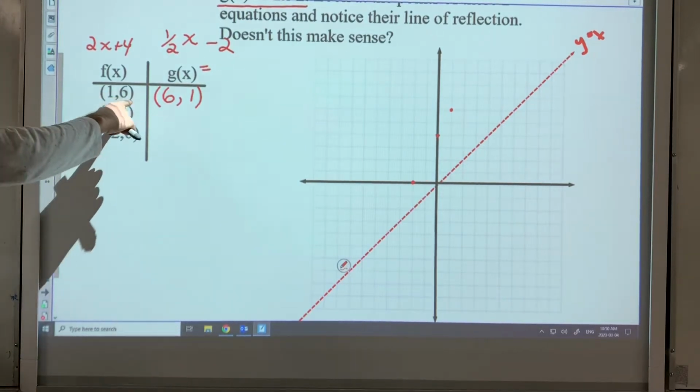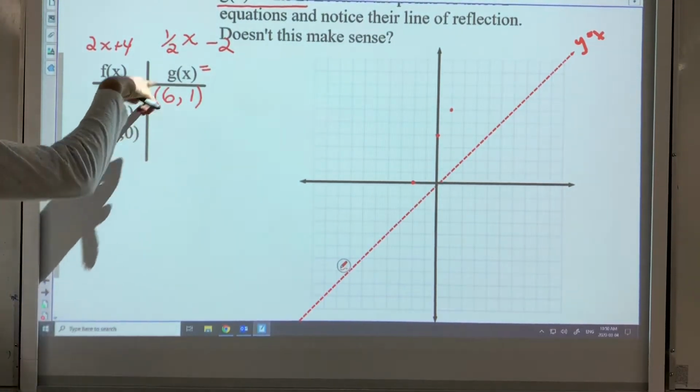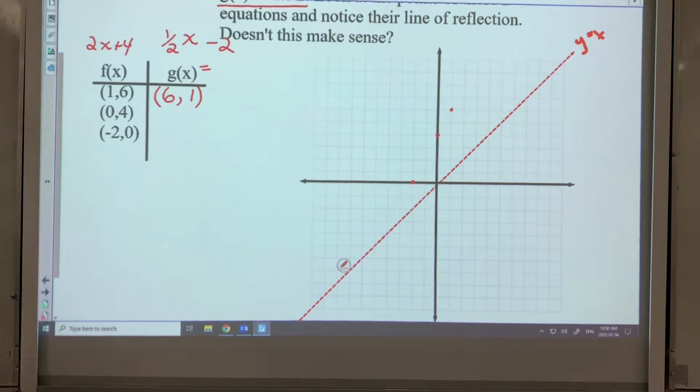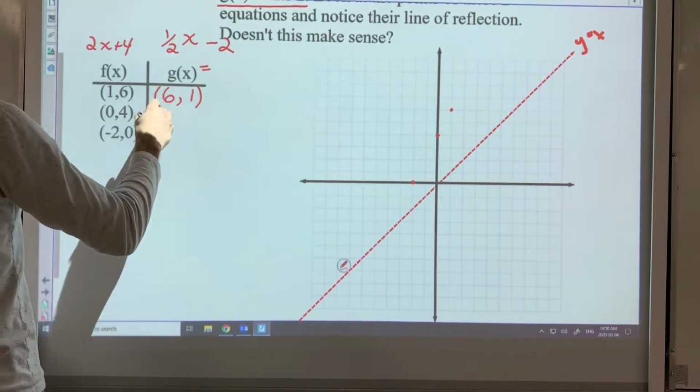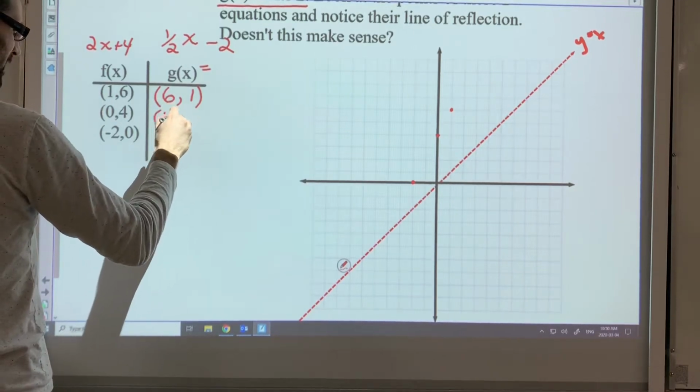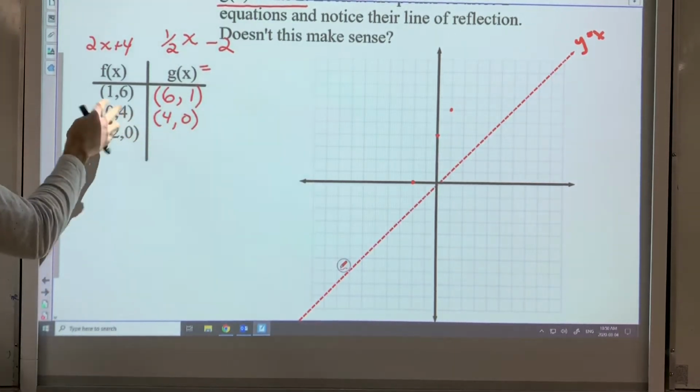Right, maybe you got 1, 6, and you got 6, 1. Try plugging in 4 for x. You plug in 4, you get a half. 0 times 4 is 2, you get 0. So if you plug in 4 for x, you get 0 for y. So again, it's like those two things flipped.